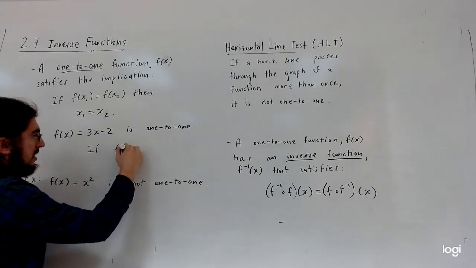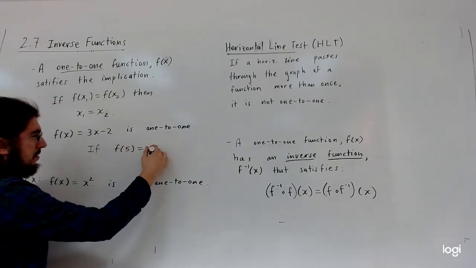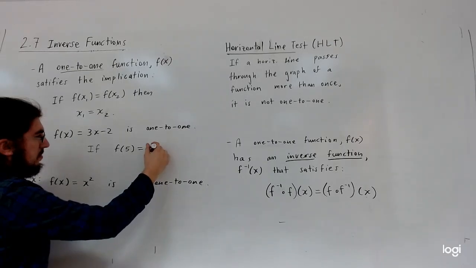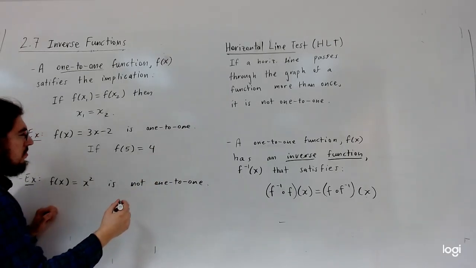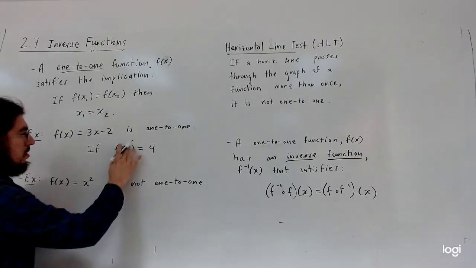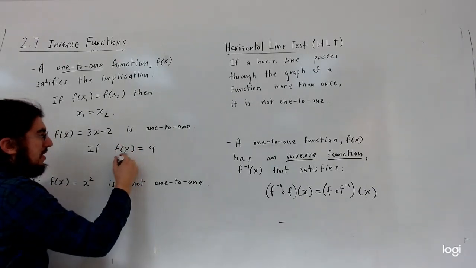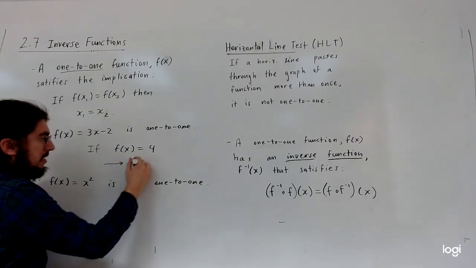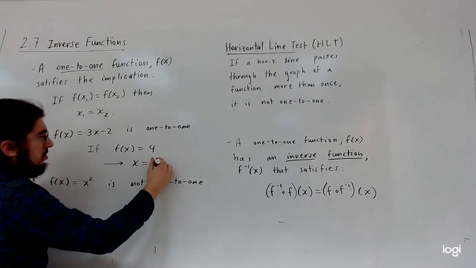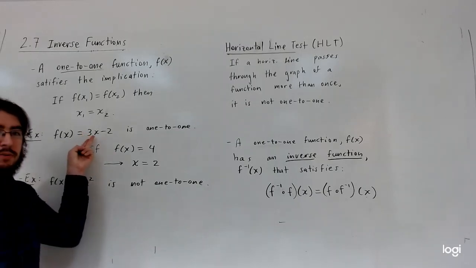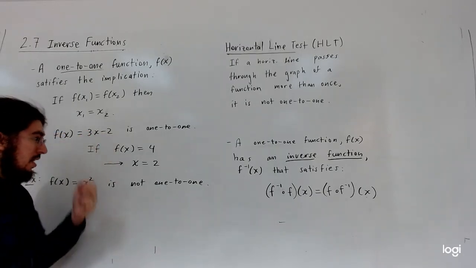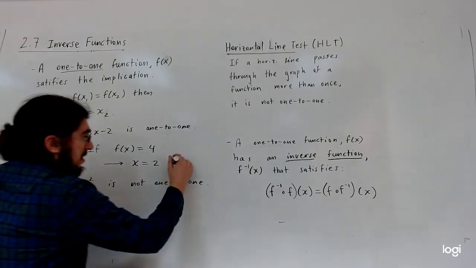let's say f of x is equal to 5, just as an example. Maybe 5 isn't a good example. Let's do 4. If f of x is equal to 4, there we go, then this implies that x is equal to 2, because 2 times 3 is 6, minus 2 is 4. In other words, there's only one value, only one.